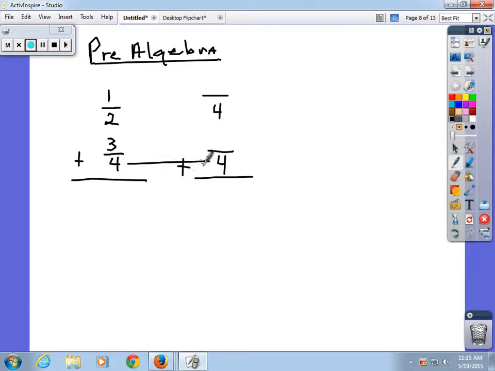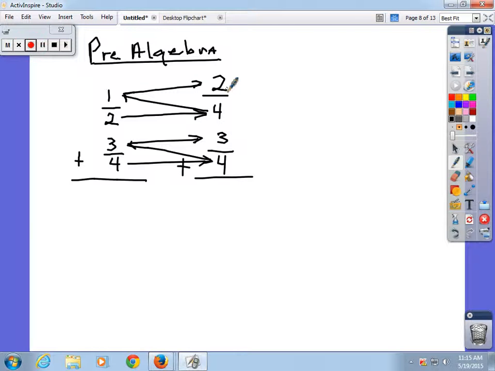So 4 will go into 4 one time. 1 times 3 is 3. 2 will go into 4 how many times? 2 times 1 is 2, so 2 plus 3 is 5/4.